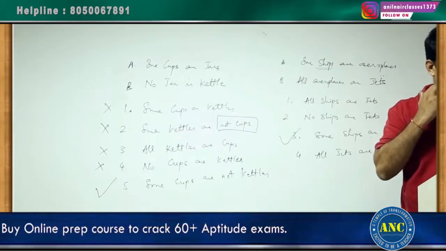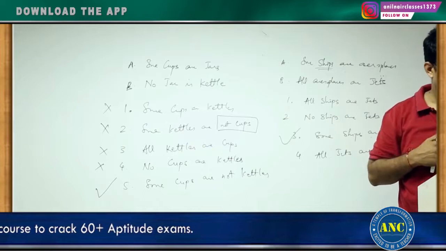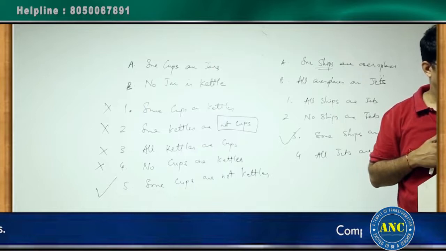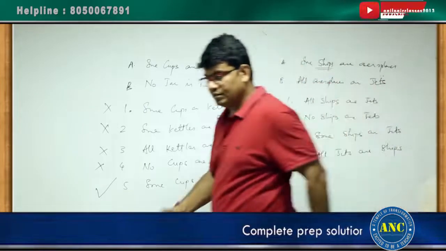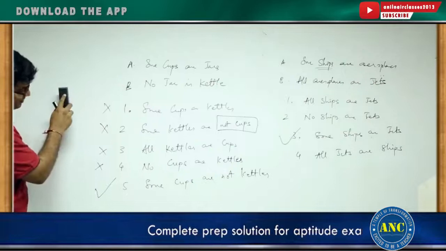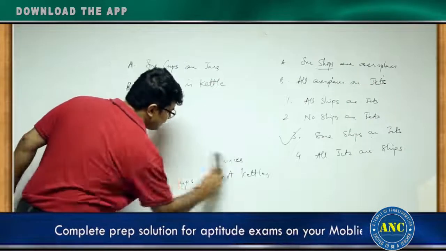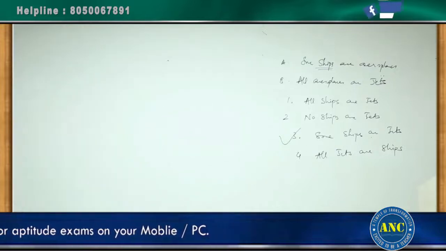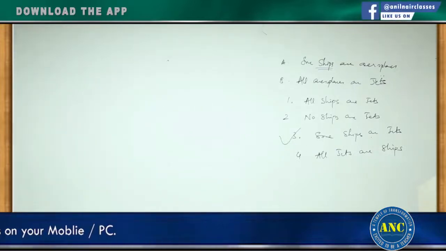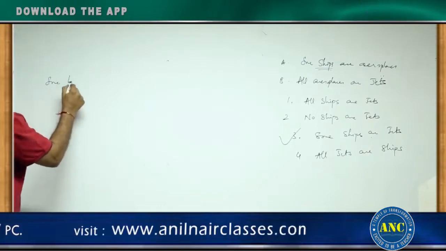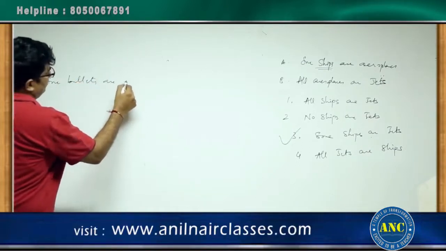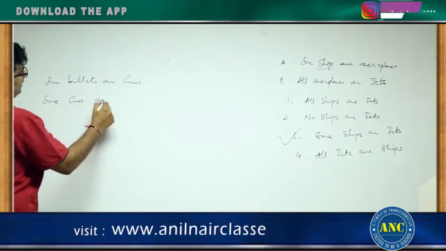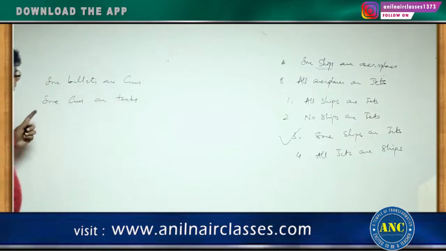No bullet is a tank. Some tanks or bullets. Okay, so do we need to understand this? Anyone needs help on understanding this last example? What is the statement given? Some bullets or guns. Some guns or tanks. So, some bullets or guns.